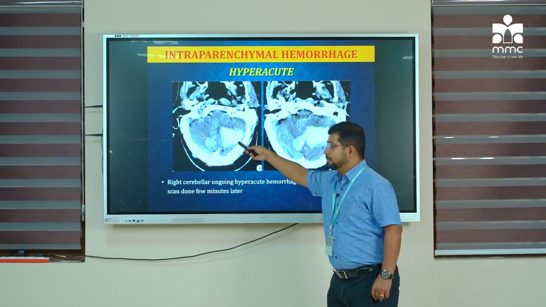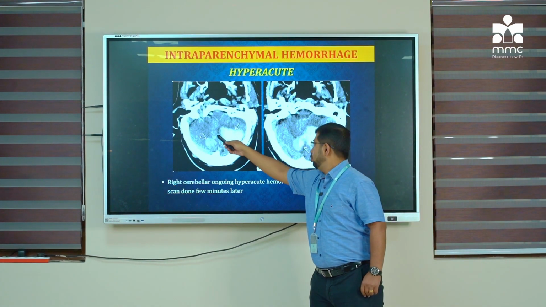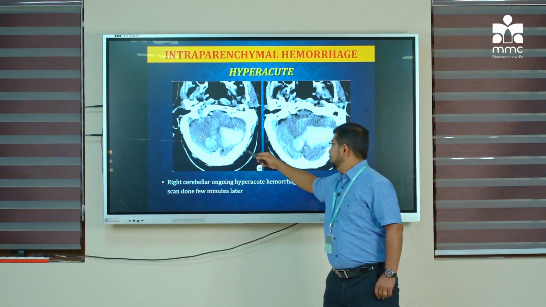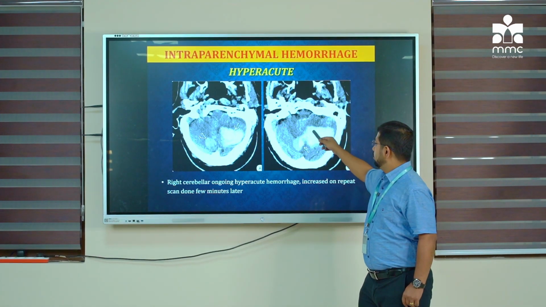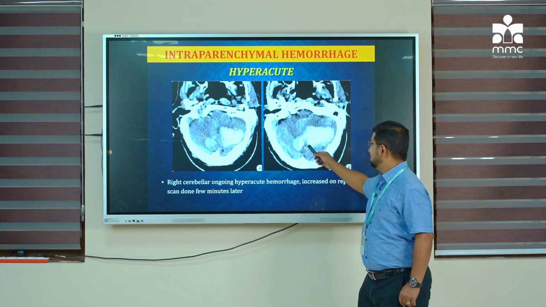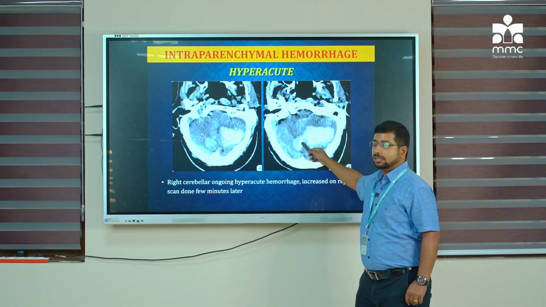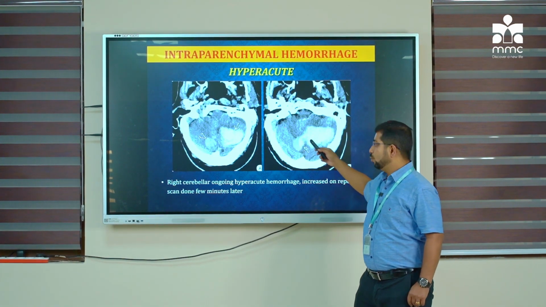So we can see there's a big hemorrhage in the left cerebellar hemisphere and a small hemorrhage in the right cerebellar hemisphere. And here we can see after some time, a few minutes later, CT repeat, the right cerebellar hemorrhage has increased. So this is a hyperacute or ongoing hemorrhage.